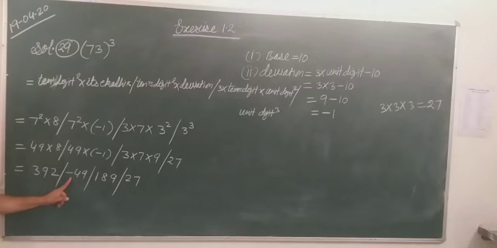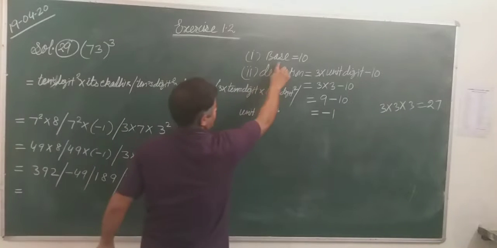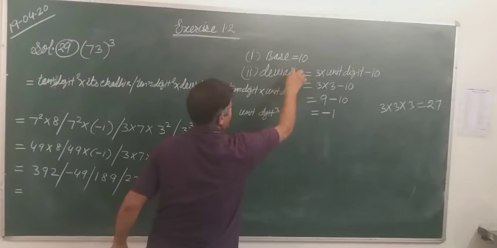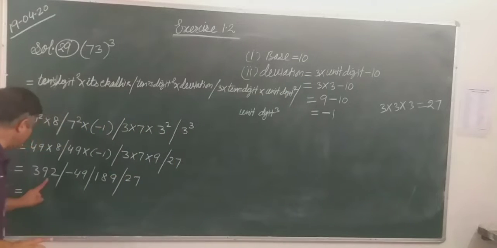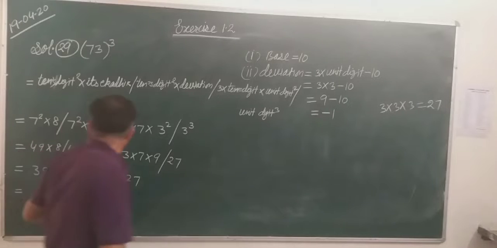First remove this minus sign. How will we remove this minus sign? If I take one, I will borrow one from this 392, then 1 will be multiplied by the base. Your base is 10, so 1 multiplied by 10 is 10. If I take 1 from here, then here comes 10. If I take 2, then 2 multiplied by 10. If I take 3, then 3 multiplied by 10. Then 4 multiplied by 10. If I take 5, then 5 multiplied by 10. So you can understand this.